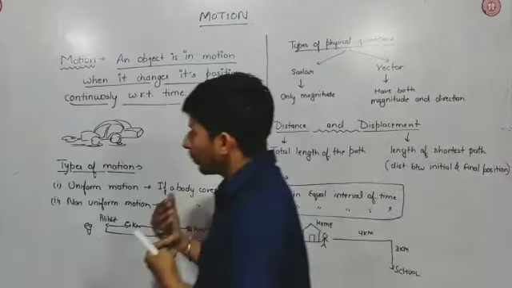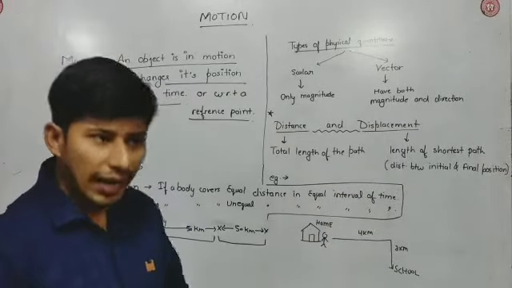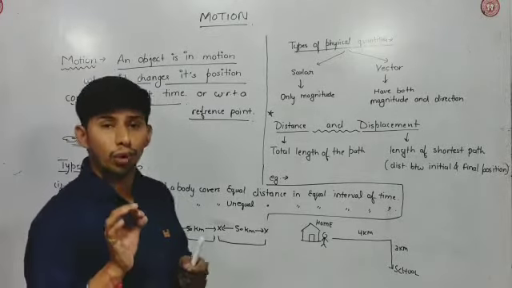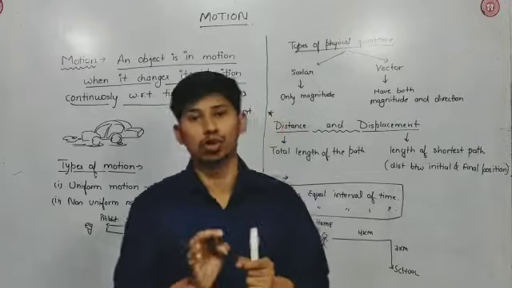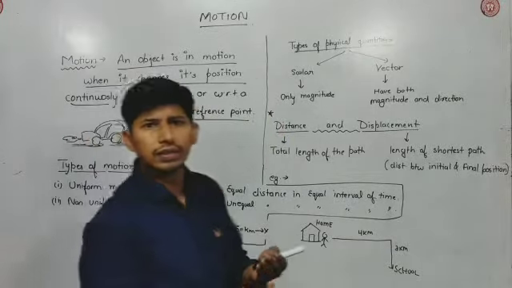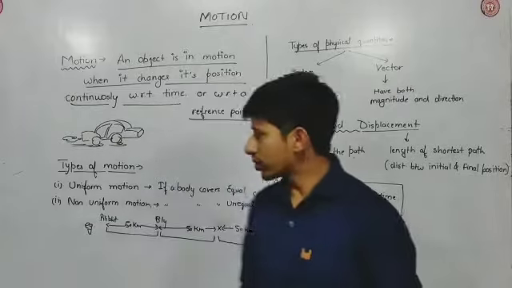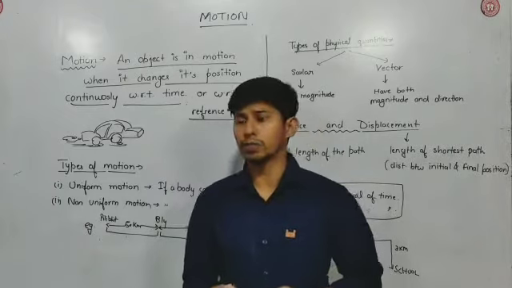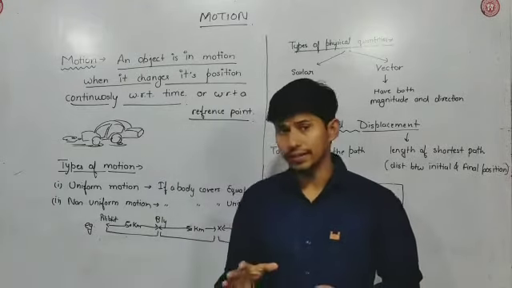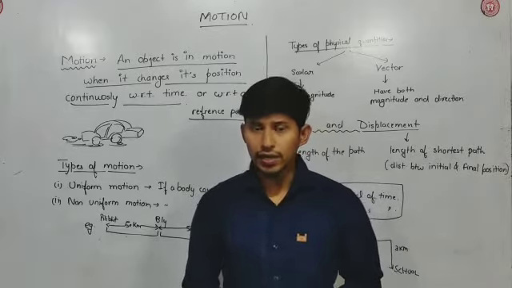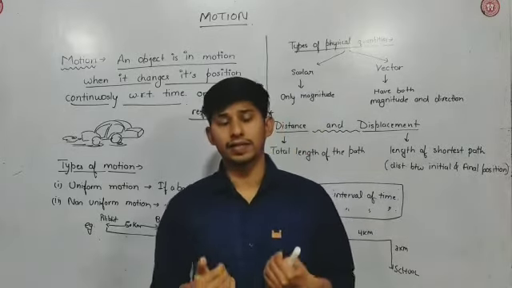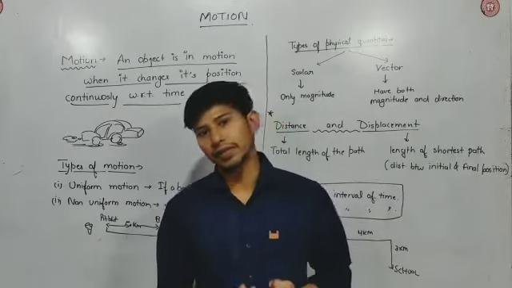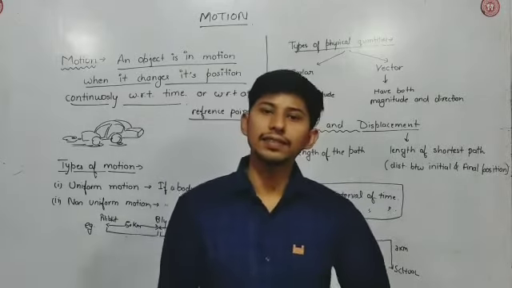So when a body is changing its position with respect to time, with respect to a reference point, continuously, then that body is considered in motion. Okay, what about the body is in rest? Suppose a body is not changing its position with respect to time and with respect to a reference point, then that body is said to be in rest. Okay, if I'm staying at the same place, at my same point, and the time is continuously passing, means I am in rest. Okay, my body is in rest.